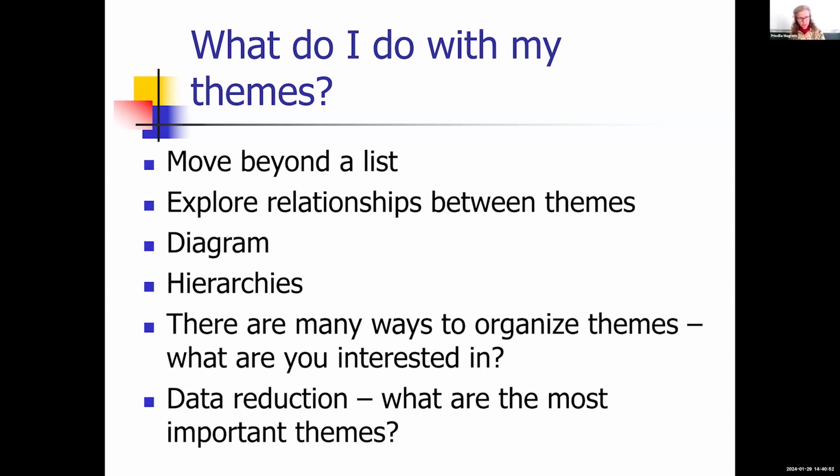And then data reduction, again, not hundreds of themes, but what are the most important themes? And that's where the hierarchies often come in. You may identify some meta themes, some overarching themes. So in the library research, we may say, well, there are student work related, and then there are non-work related. So that would be a meta theme, and then under that, all the other things.